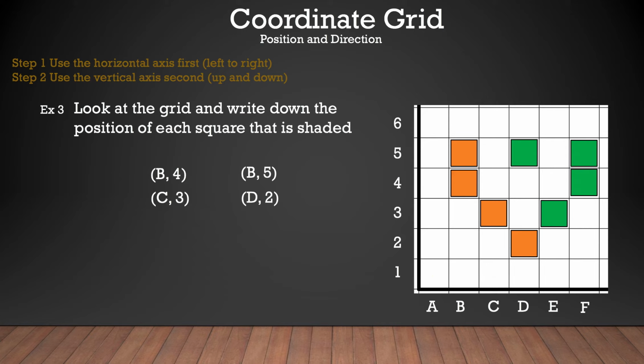Now we're going to take a look at another square. This time we're going straight down. We're going to pick a square and go straight down. As you can see, we landed at D. Now we're going to go straight across, and we land at 5. So therefore, my point is at D5.